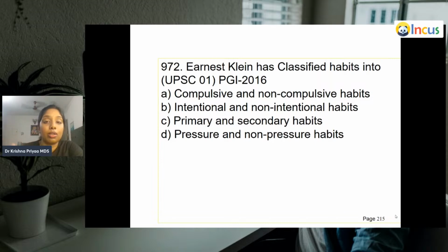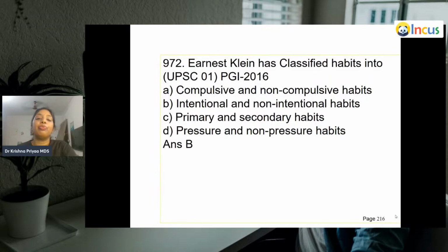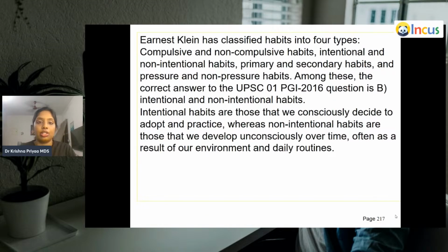You need to understand a lot of classification to find out who gave what and classified into what categories. Here, it's given compulsive and non-compulsive, intentional, non-intentional, primary, secondary, and pressure and non-pressure. So each person has given different classification. Here, the answer is intentional and non-intentional. So remember, Ernst Klein has given intentional and non-intentional. So for that, we need to understand what is intentional and non-intentional.